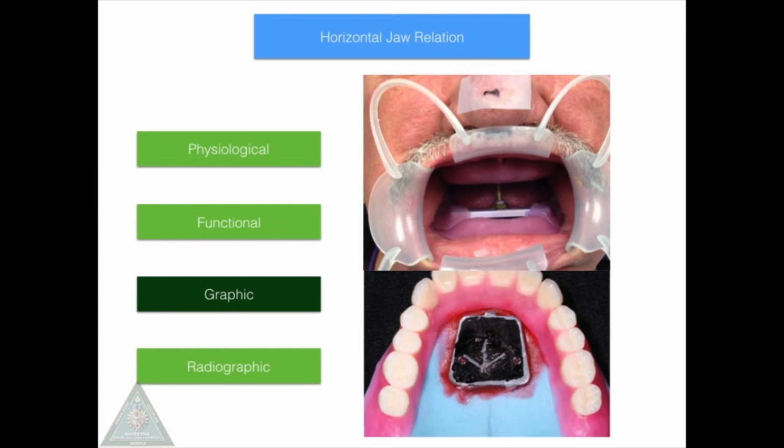We can also use cones of wax instead of a wax occlusal rim to record jaw relation. So that covers the methods of recording centric relation. This is a very important essay, and I hope this video helps you study it.